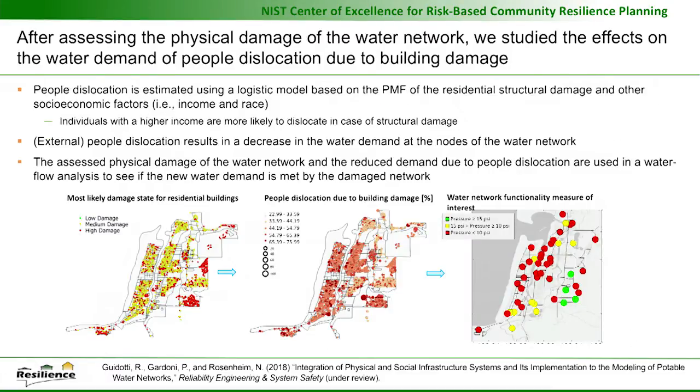After assessing the physical damage of the water network, we studied the effects on the water demand of people dislocation due to building damage. People dislocation is estimated using a logistic model based on the probability mass function of the residential structural damage and other socioeconomic factors like income and race. The fundamental idea is that individuals with a higher income are more likely to dislocate in case of structural damage. External people dislocation then results in a decrease in the water demand at the nodes of the water network. And the assessed physical damage of the water network and the reduced demand due to people dislocation are used in a water flow analysis to see if the new water demand is met by the damaged network.